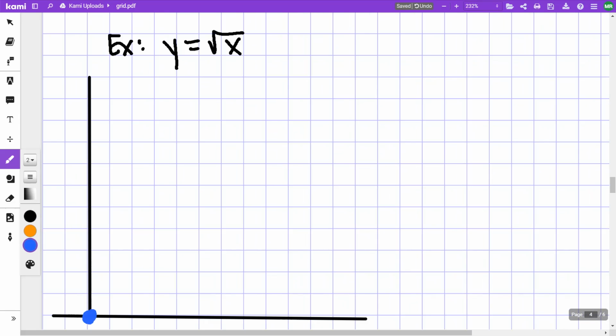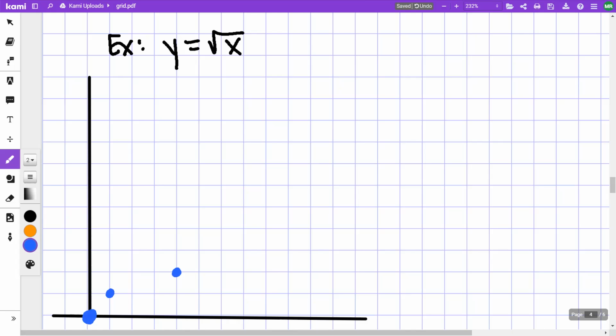What is the square root of 1? So I'm going to go to 1 comma 1. I'm kind of making a table, but I'm just doing it in my head. Is the square root of 2 nice? It's like 1.414. No, I don't want to graph that. Is the square root of 3 nice? Is the square root of 4 nice? Okay, so I'm going to go to 4. 1, 2, 3, 4. What's the square root of 4? 2. There you go. Just graph the nice ones.